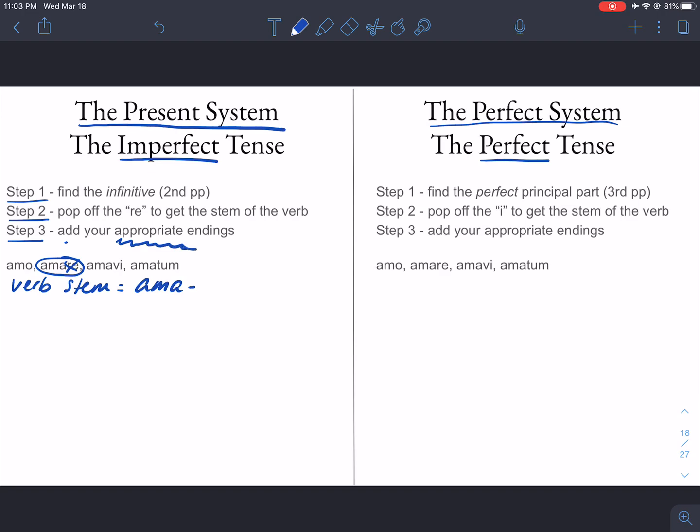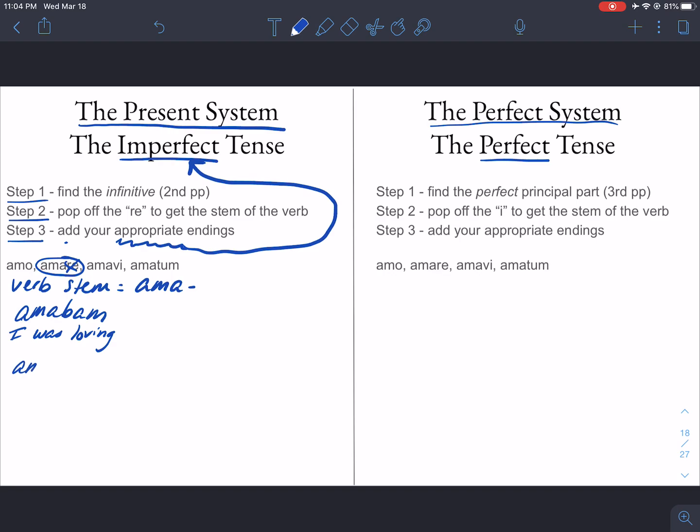Okay, so for this exercise, I'm asking specifically for the imperfect tense. So the appropriate endings are the imperfect tense endings. All right, so let's go through together and conjugate this verb in the imperfect tense. Here we go. Okay, and please be writing along with me. Okay, amabam. Okay, I was loving.